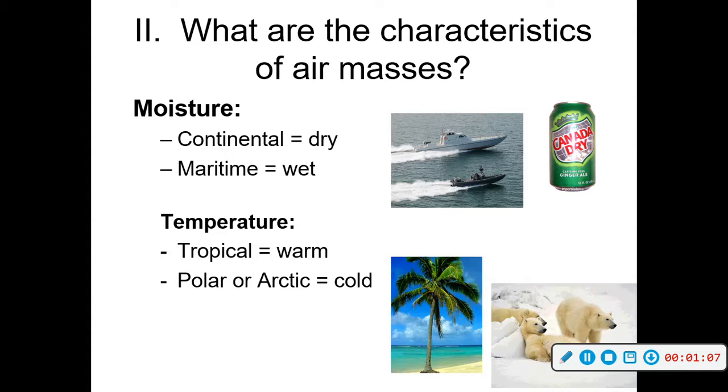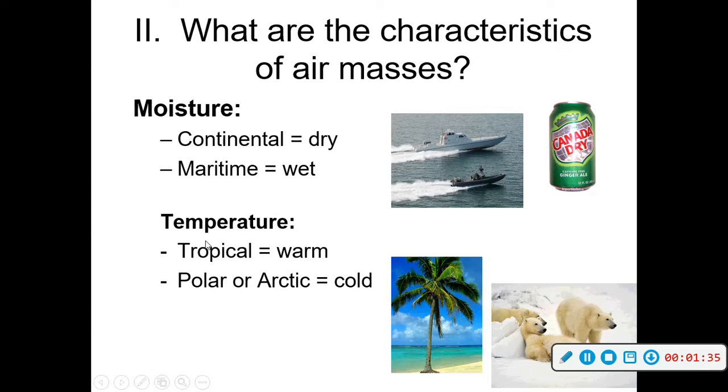So examples, okay, the different moisture conditions. Once again, we give a name to this. If it's a dry air mass, we call it a continental air mass. If it is a wet air mass, we call it maritime, right? With continental, I like to think of Canada Dry Ginger Ale, so continental dry. And then maritime, I like to think of marinas, boats, so maritime wet.